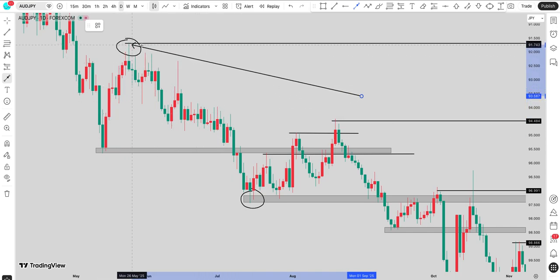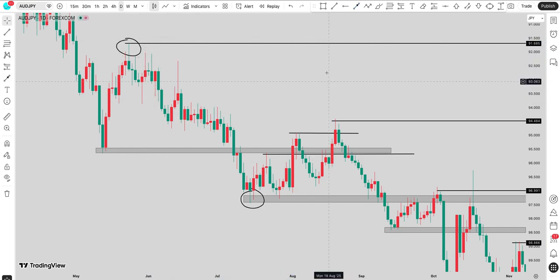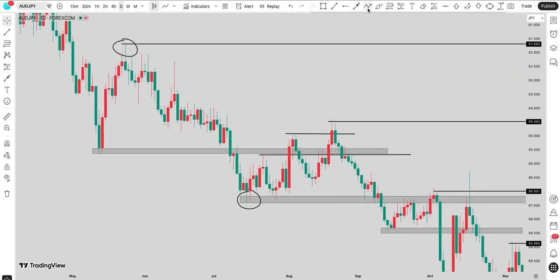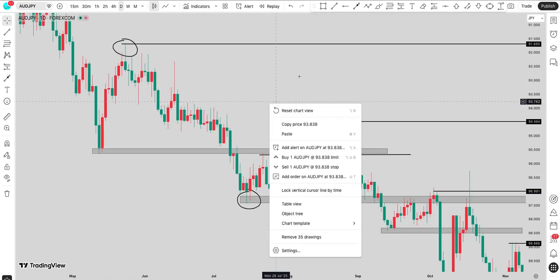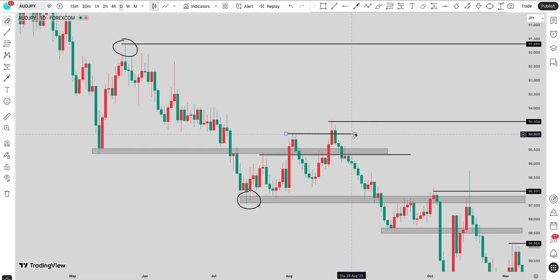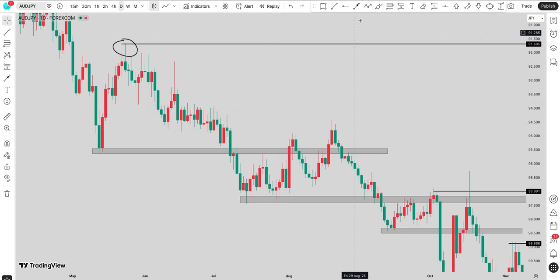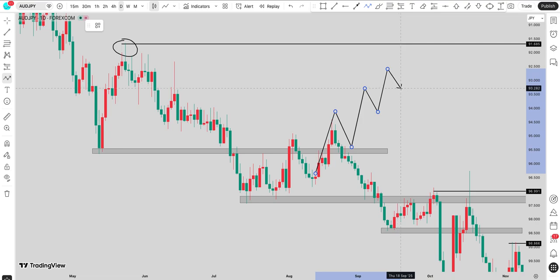Not until the market is breaking and closing above this major level that the market started from. You don't consider this to be a buy trade. It is still a selling market. So even if the market is to start doing something like this, let me take out all of this first. Even if the market keeps on pushing up, this is still considered to be a downtrend, not until the market breaks and closes above this level.